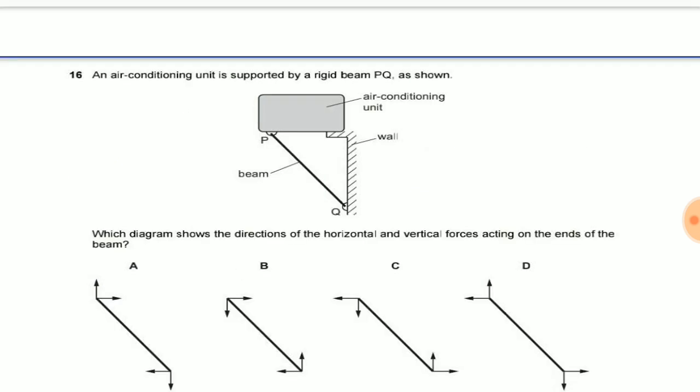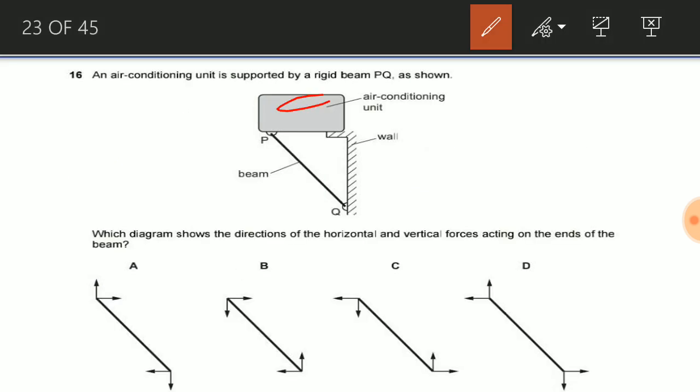Now let us move to question number 16. In this question, this is the air conditioning unit. This is the wall. Here this beam PQ should experience a resultant force. At this point and at this point it is experiencing force. Here this is experiencing force because of this air conditioner, and here this is experiencing force because of the wall. They should be equal and opposite, so that the air conditioner remains there.